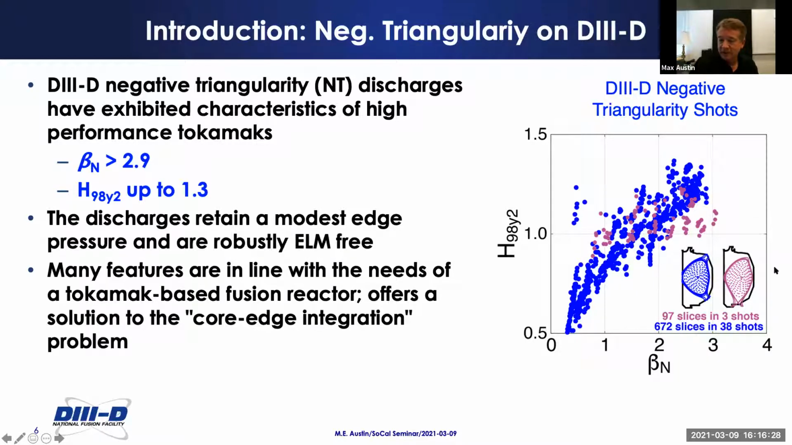And what I'll be talking about is two shapes. On the left is the, well, I'll talk about these. So all these discharges retain a modest edge pressure and are robustly ELM-free. And what I'm going to conclude with is that many features of this scenario are in line with the needs of a tokamak-based fusion reactor, and it offers a solution to the core edge integration problem for fusion reactors.